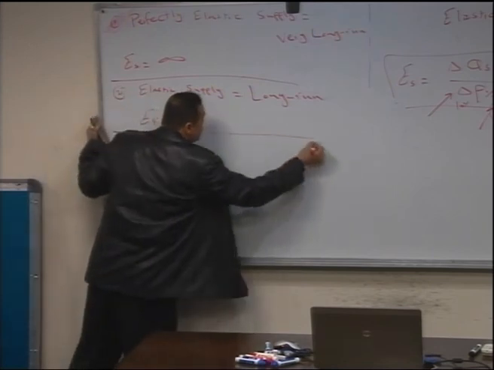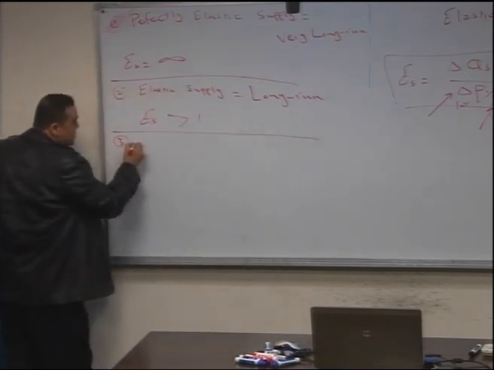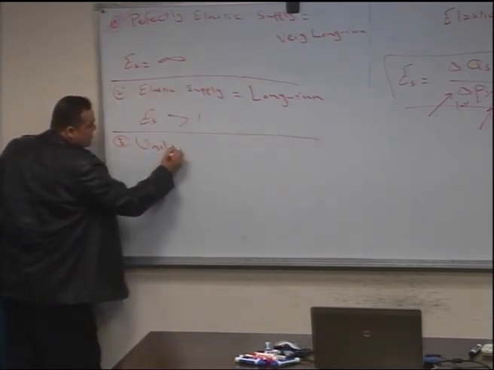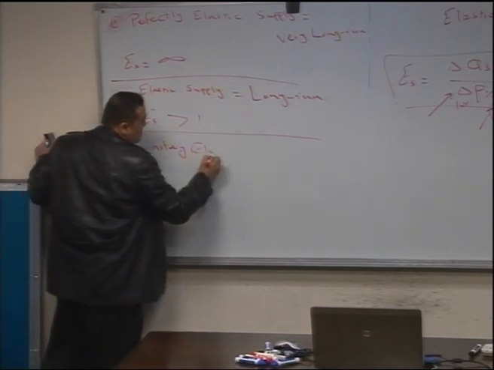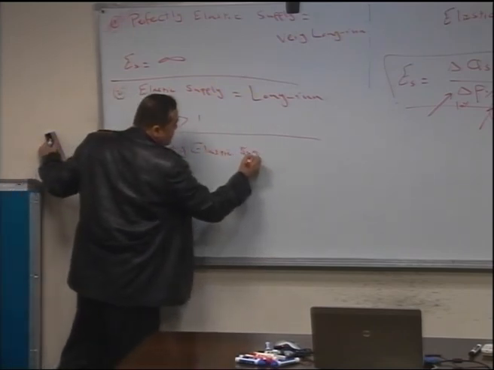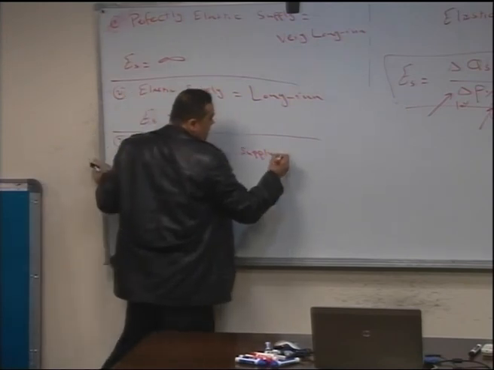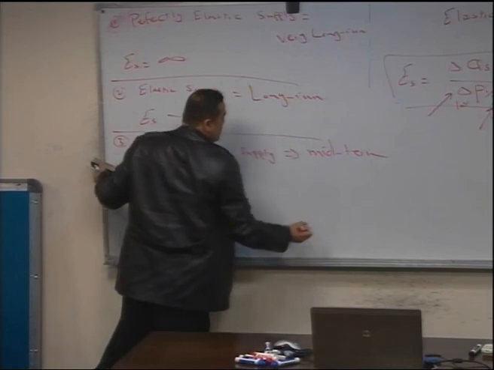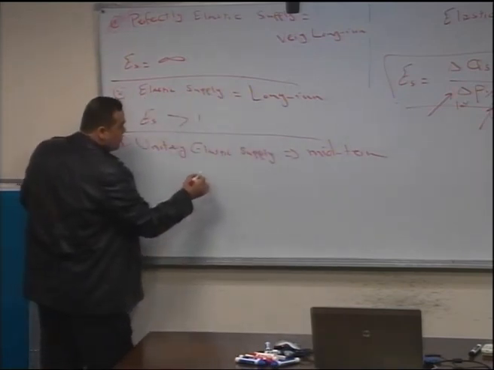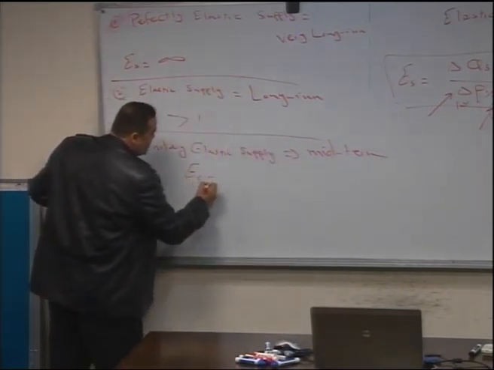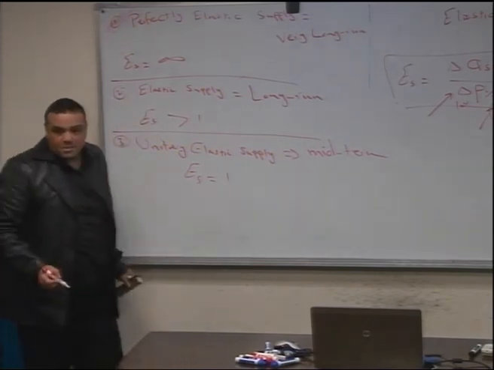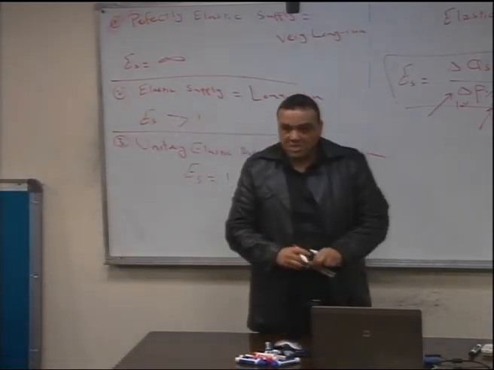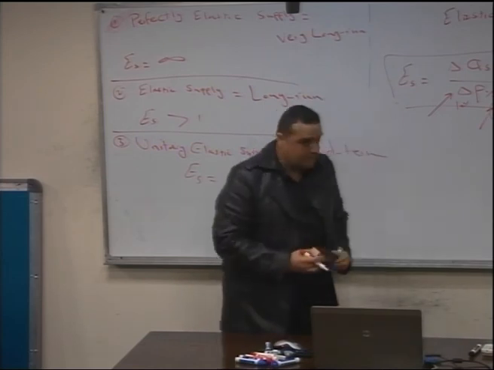Third case, unitary elastic supply. This is mid term, and we have ES equals 1. The percentage change in price equals the percentage change in quantity supplied.